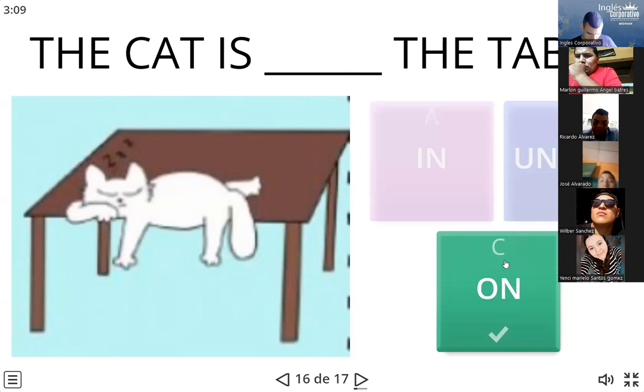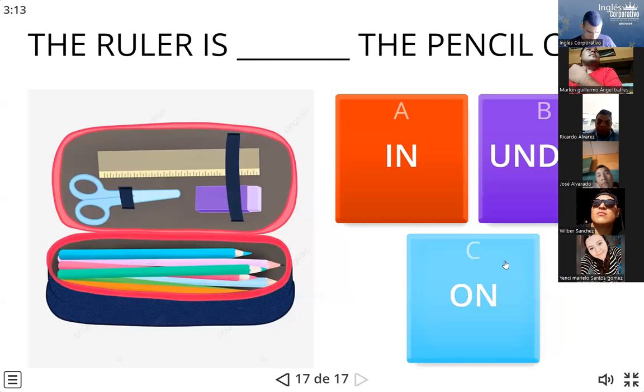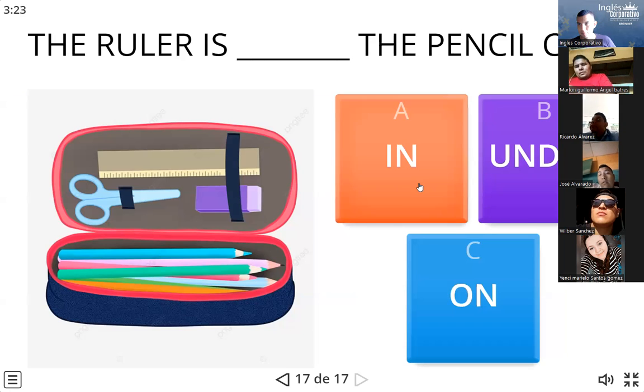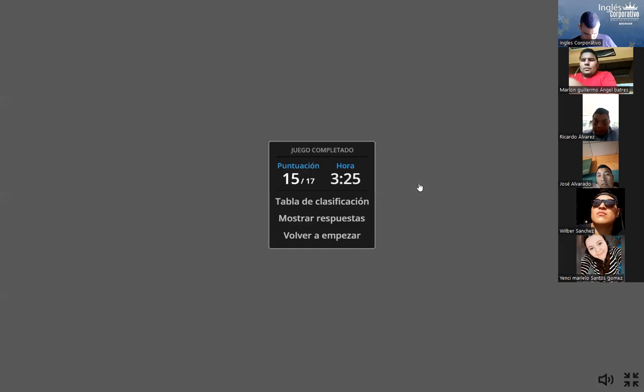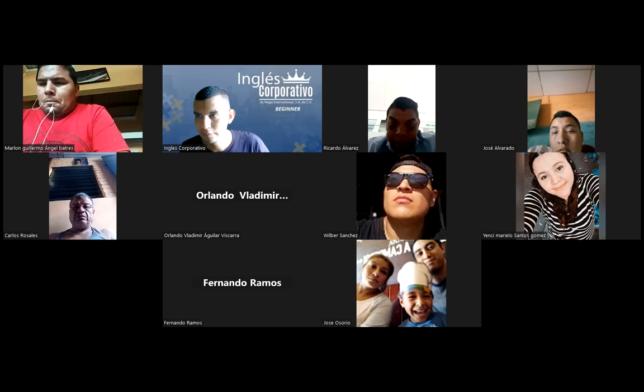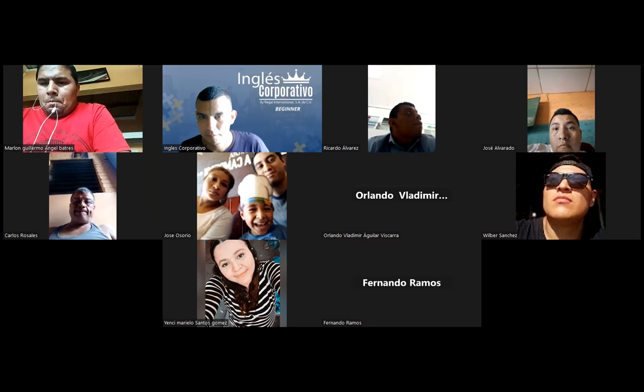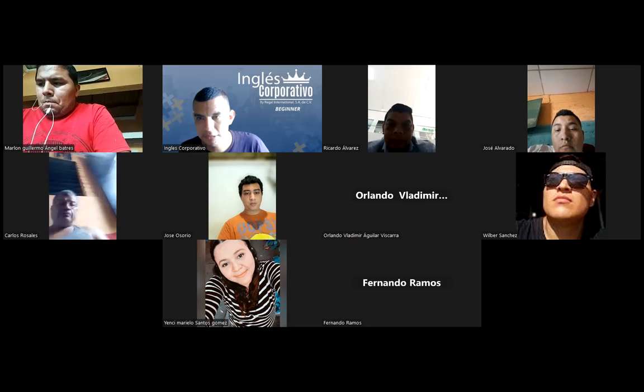The cat is on the table. The ruler is in the pencil. Okay, excellent. Okay, let's continue.